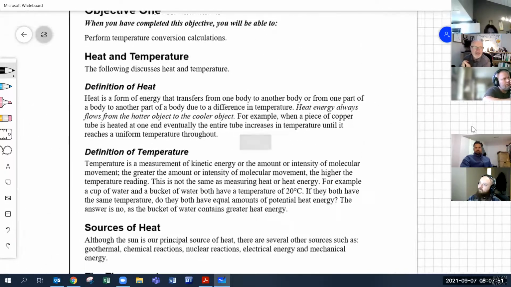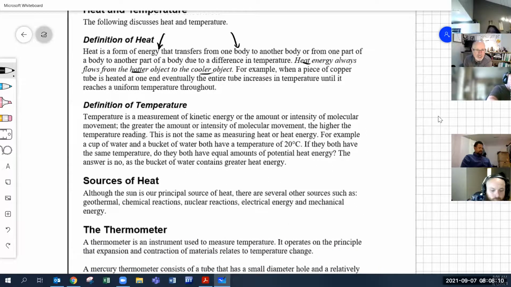So heat and temperature. Heat is a form of energy that transfers from one body to another. Heat always flows from the hotter object to the cooler object. We already know this. Temperature is a measurement of kinetic energy, or sometimes molecular movement. I think we discussed that already. And how do we measure that molecular movement? We use a thermometer. We measure how much molecular movement there is, and that is based upon temperature.